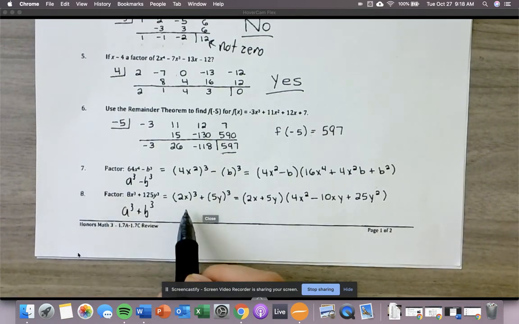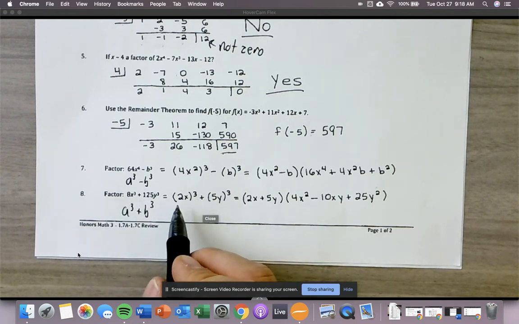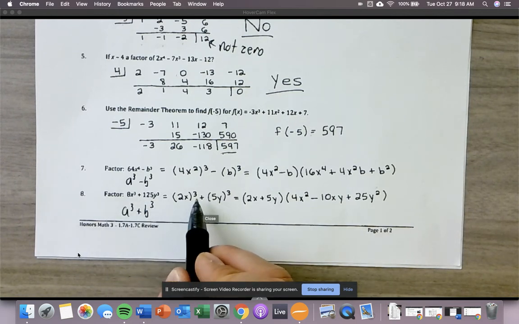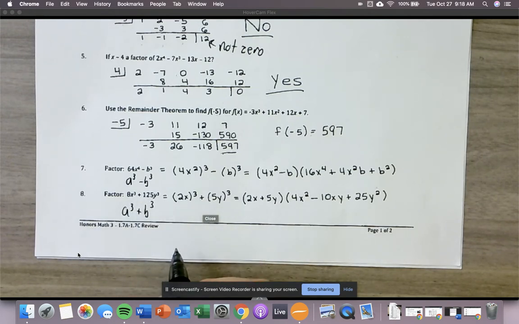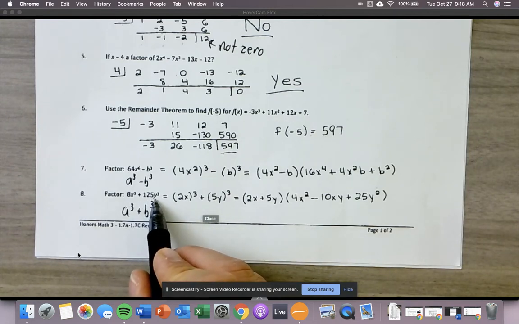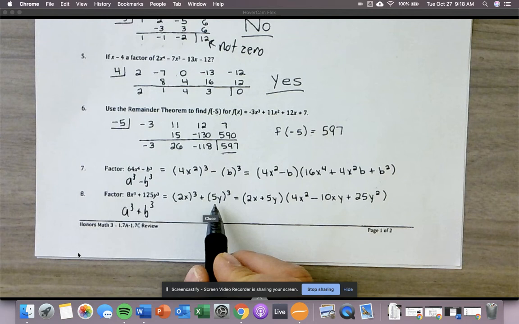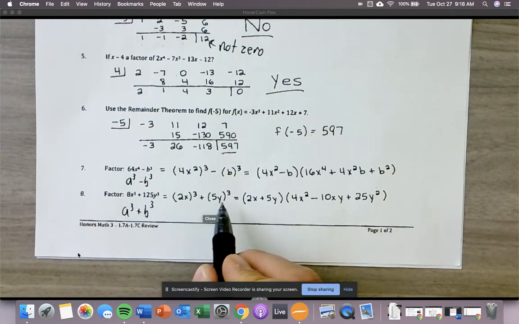We have to figure out what is our a term, what is our b term. So looking at 8x cubed, right? Well, I know 2 cubed is 8, right? So that'd be 2 times x all raised to the third power, because x is already raised to the third power. So we don't have to do anything with that. And then we have 125 times y cubed. And if we think about it, we know 5 raised to the third power is 125. So we can rewrite this as 5 times y all raised to the third power.